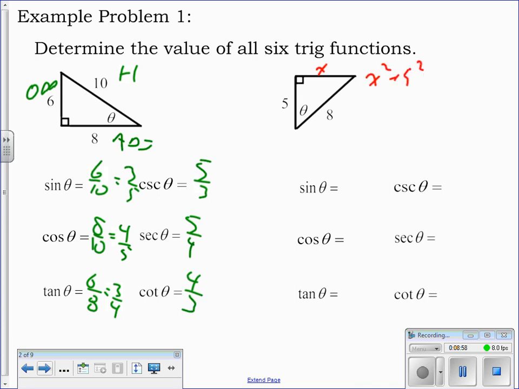x squared plus 5 squared equals 8 squared. And no, you cannot take the square root of each term. This does not mean x plus 5 equals 8, so x is not 3. You must, order of operations, square. You cannot just take the square root of both sides. So x squared plus 25 equals 64. Guys, x squared equals 64 minus 25, and I wrote this down because I am lazy. 39. x equals the square root of 39.